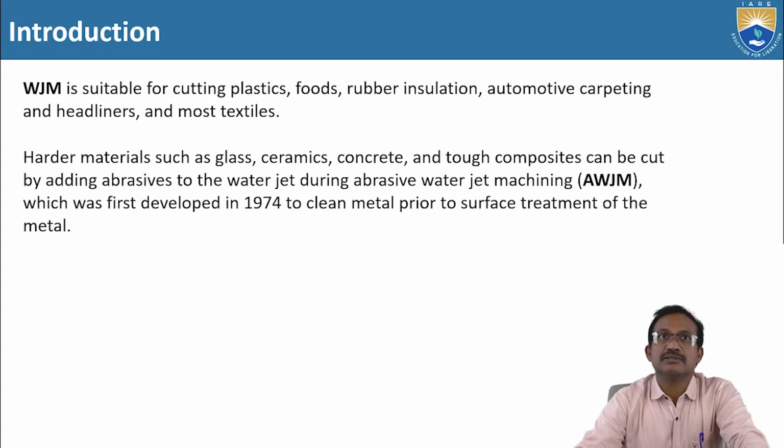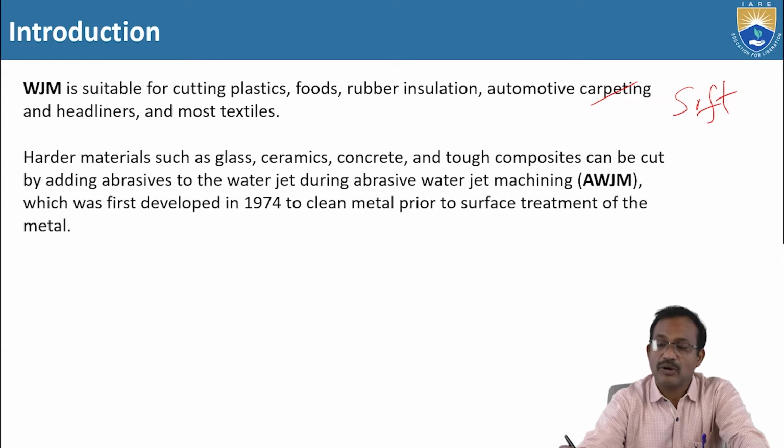What is water jet machining? Water jet machining is suitable for cutting plastics, food, rubber, automotive carpeting and headliners, and most textiles. So all these are very soft materials. By using water jet machining, we can cut plastics, food, rubber insulation, automotive carpeting and headliners, and most textiles.